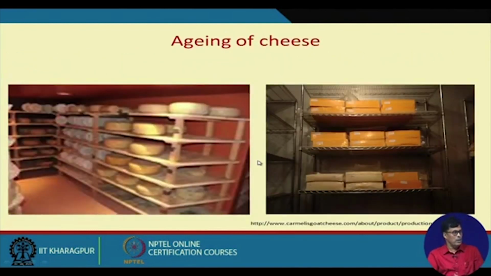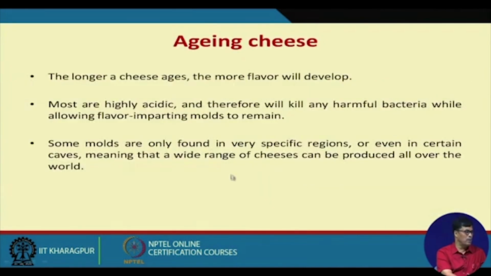This is the aging of cheese. You can see this is the cheese. We keep it in the different racks. We can keep it maybe weeks to years. One year you can keep, and during this process some kind of chemical alteration takes place. It develops different flavor and sharpness of the cheese. The longer the aging, the more flavor development in the cheese.